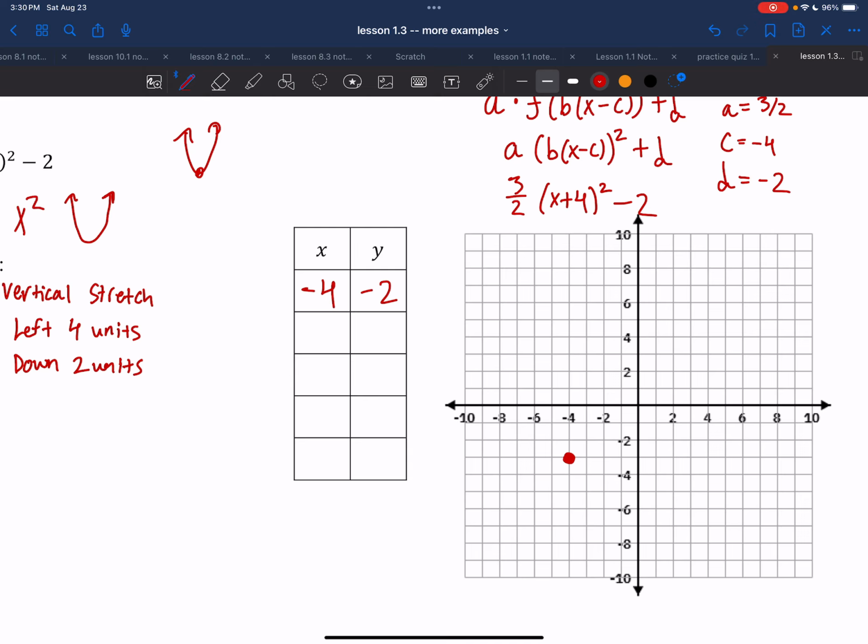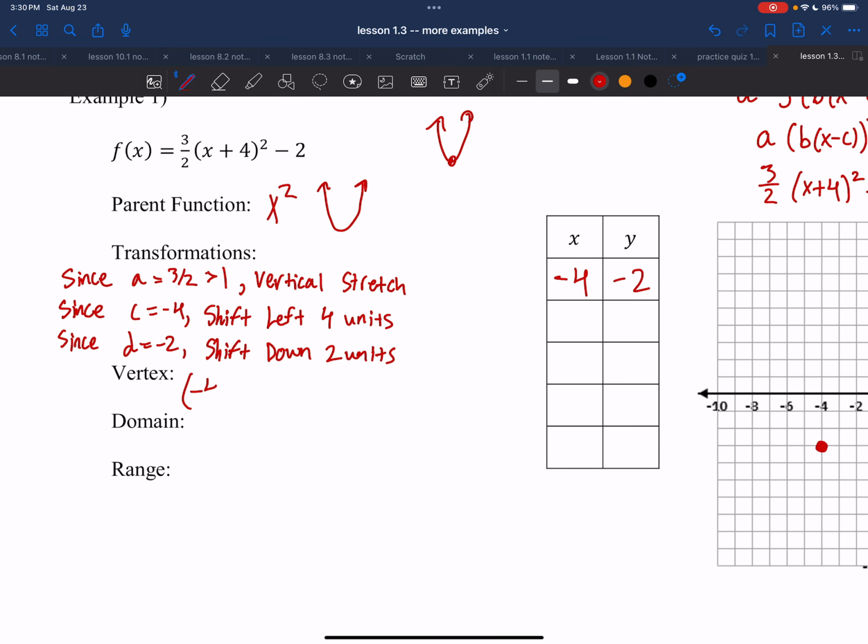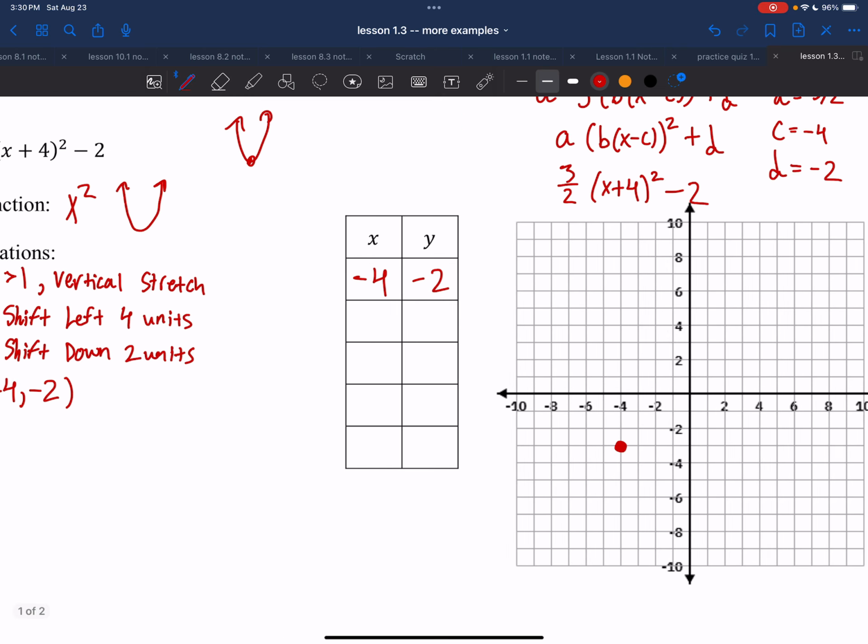Not only is that the first point, that is in particular the vertex, which I might note real quick right here, -4, comma, -2, okay? Now, the reason I like to find this point first is I would find this key feature, this key point, and then just plug in numbers close to that, yeah?